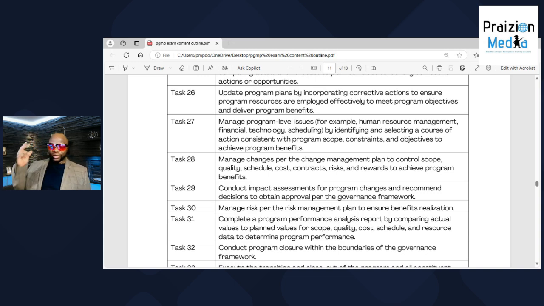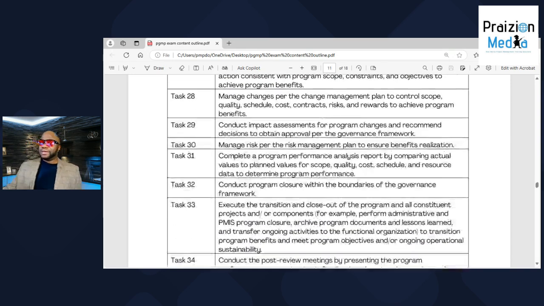So, this is where you put on the decisive leader hat. As a program manager, I'm telling you, 90% of your job is leadership. So, this whole thing about program lifecycle, without great leadership, it will fall flat. So, this is very important here when we talk about program level issues and going with a course of action. Selecting a course of action consistent with project program constraints and objectives. The key thing is actually selecting it and being confident to do that.